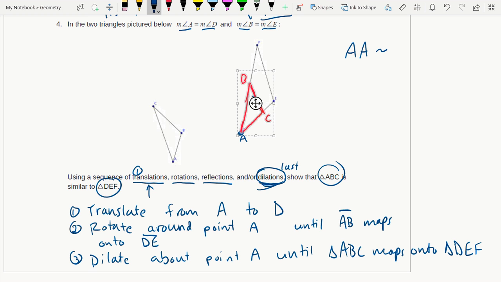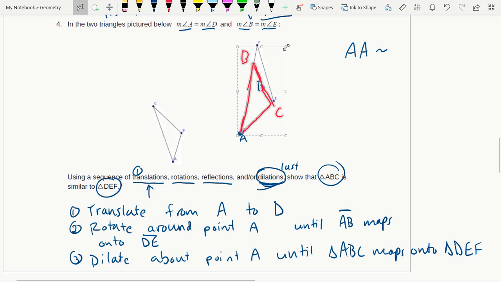All right, so we just dilate. Oh, does it work? Please. Oh, this would be so cool. Yeah. Oh, shoot. Yeah, look at that dilation, right? So we're going to dilate until the triangle maps onto the bigger one.